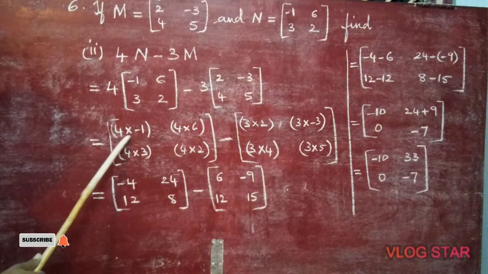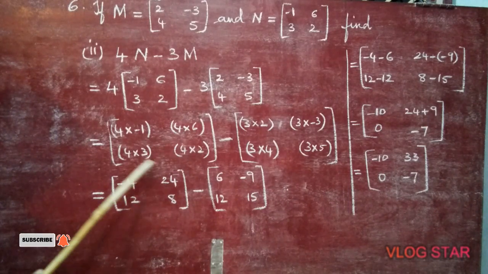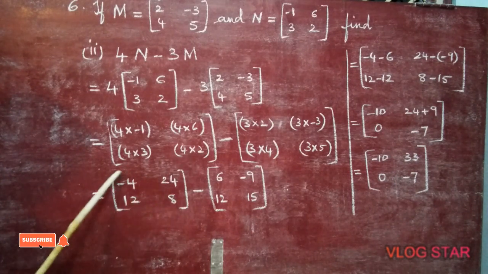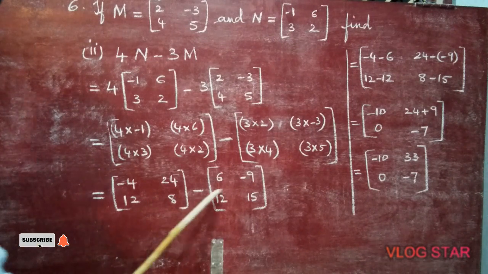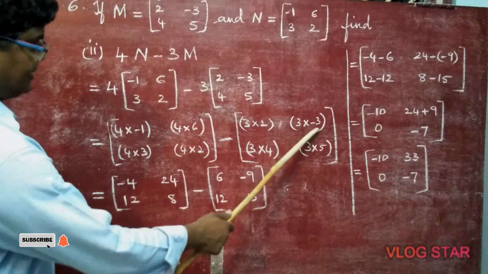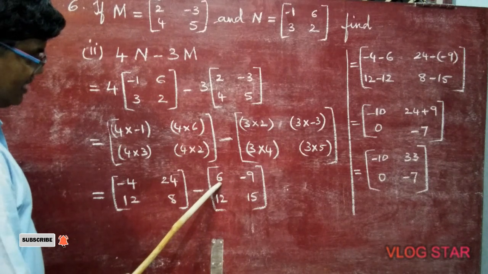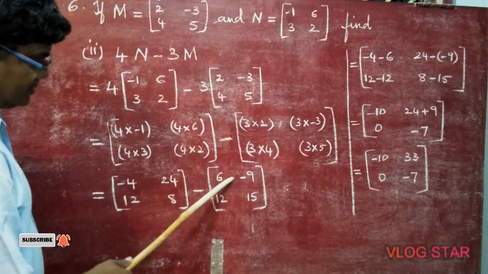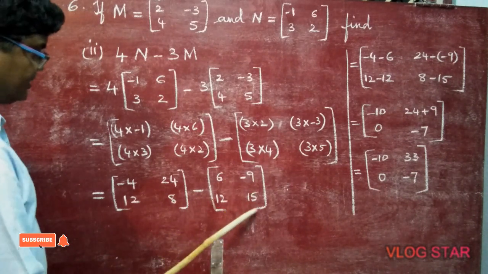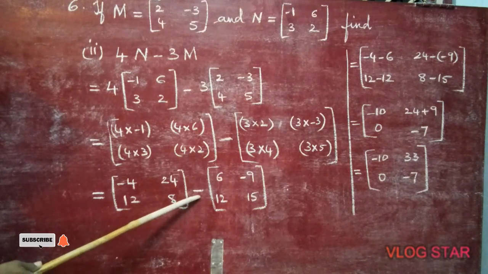Now 4 into minus 1, minus 4, 4 6s are 24, 4 3s are 12, 4 2s are 8. So for the first matrix we got this. Second one, 3 2s are 6, plus into minus, minus 3 3s 9. So minus 9. This is not 6 minus 9. Be careful. First element, second element. 3 4s 12, 3 5s 15. We did not complete because still we have to do the minus.